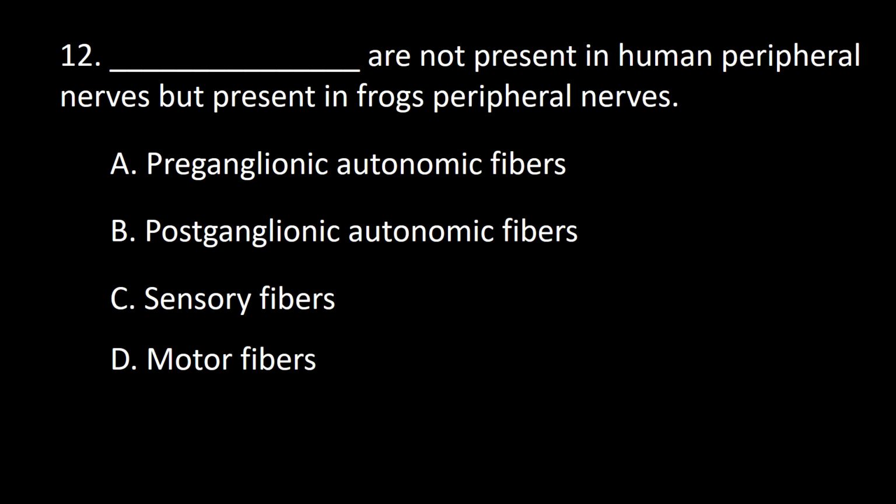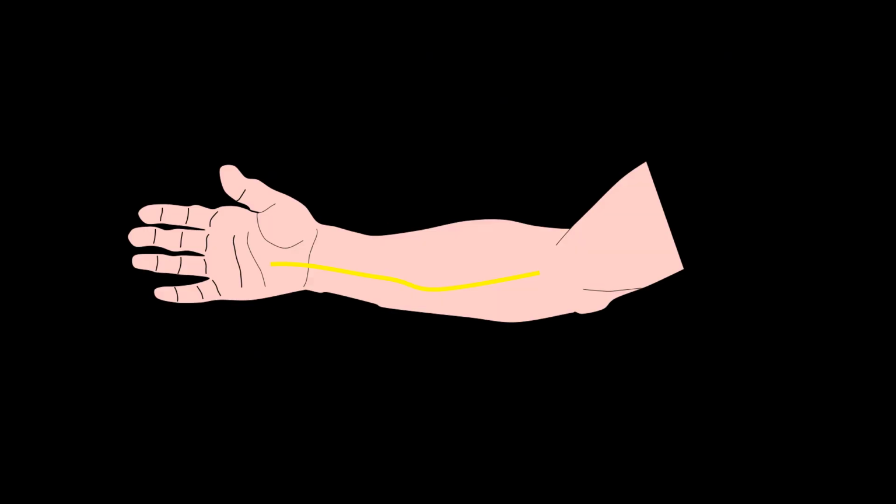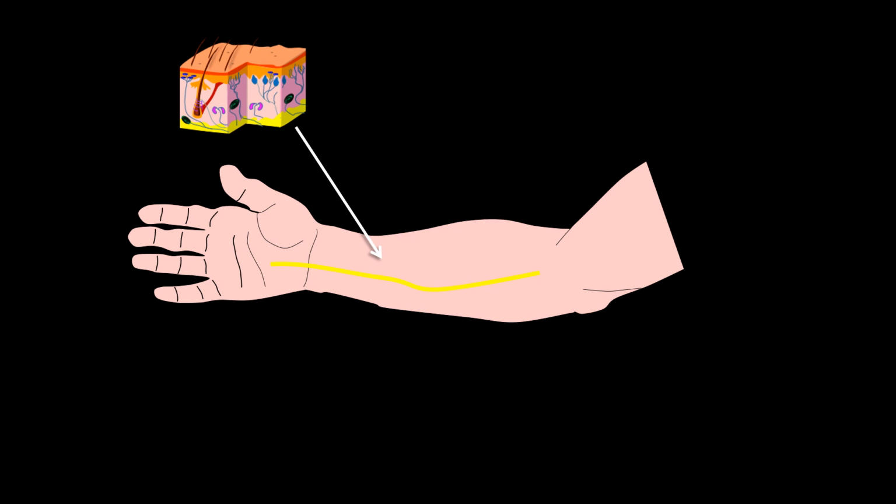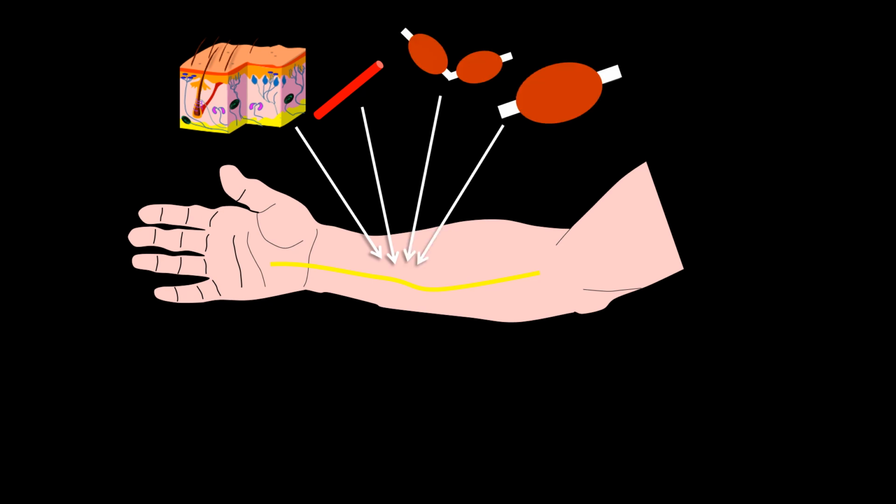Next question. Dash are not present in humans' peripheral nerves, but present in frogs' peripheral nerves. A. Preganglionic autonomic fibers. B. Postganglionic autonomic fibers. C. Sensory fibers. D. Motor fibers. Human peripheral nerves have different types of functional fibers: somatosensory fibers from the skin, postganglionic fibers from vessel walls, sensory fibers from joints, sensory fibers from tendons, and sensory and motor fibers from muscles.